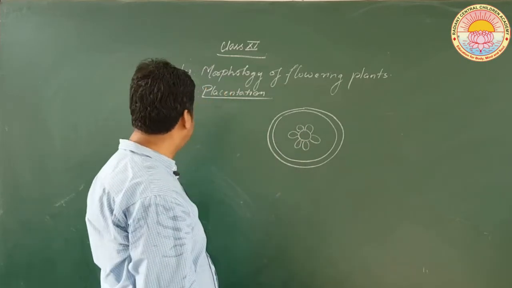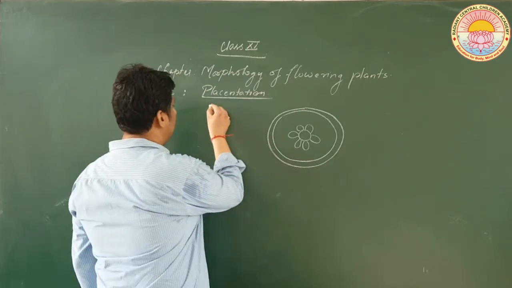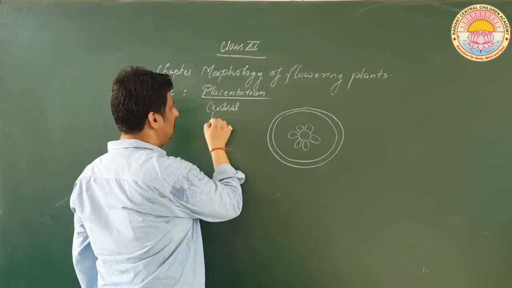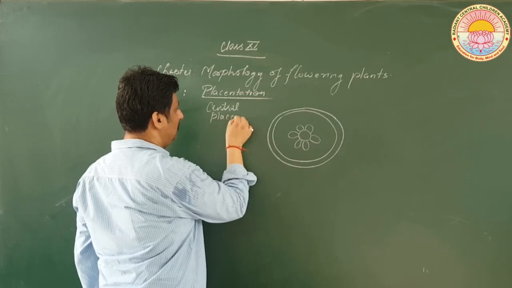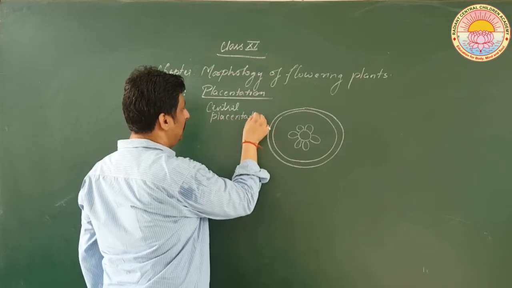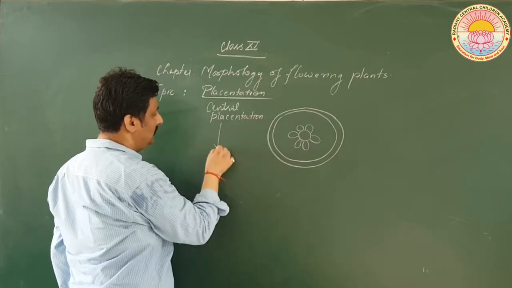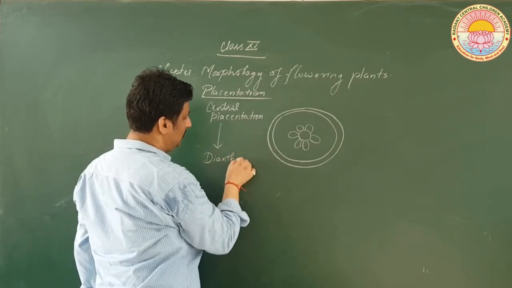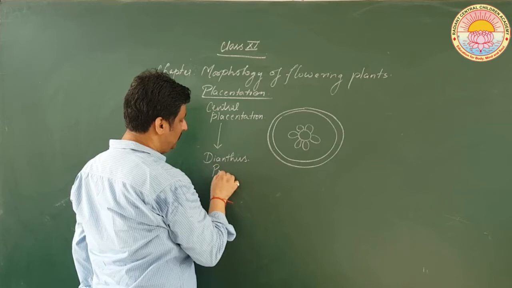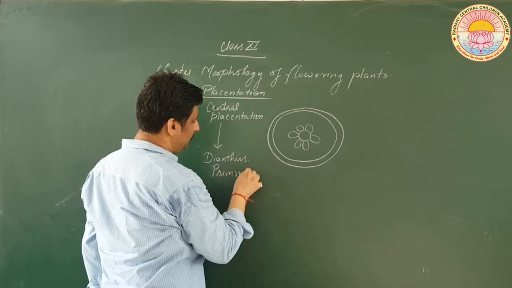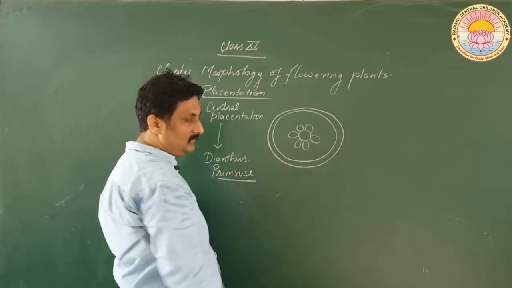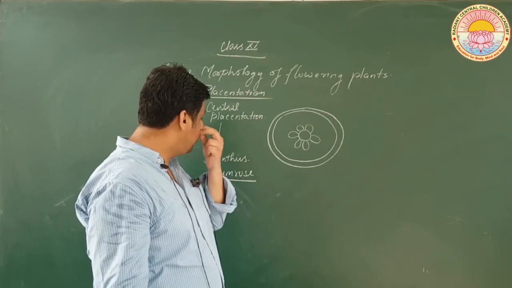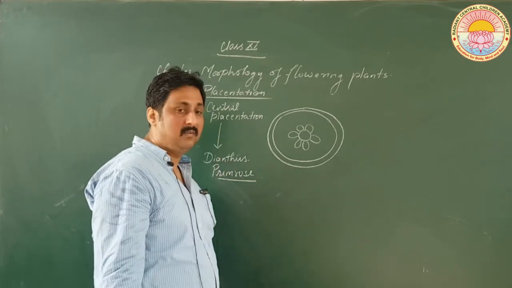So this is an example of central or free central placentation. Examples are dianthus and primrose. So this is about free central placentation.